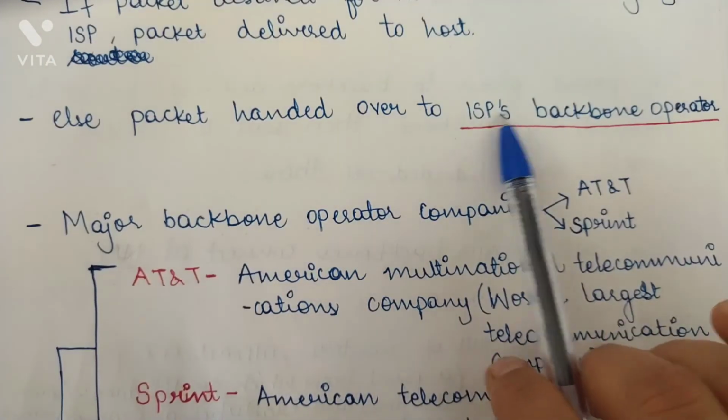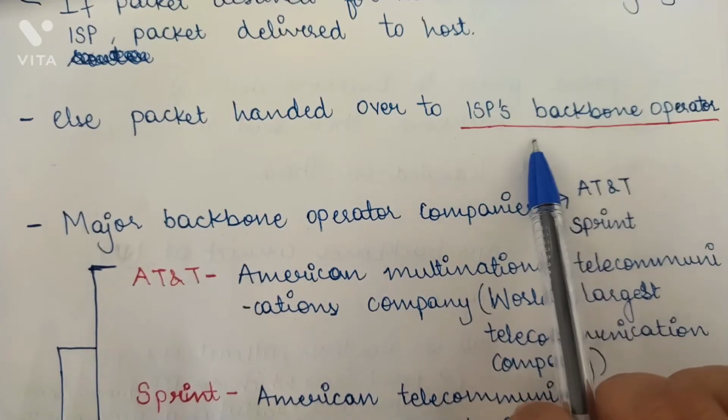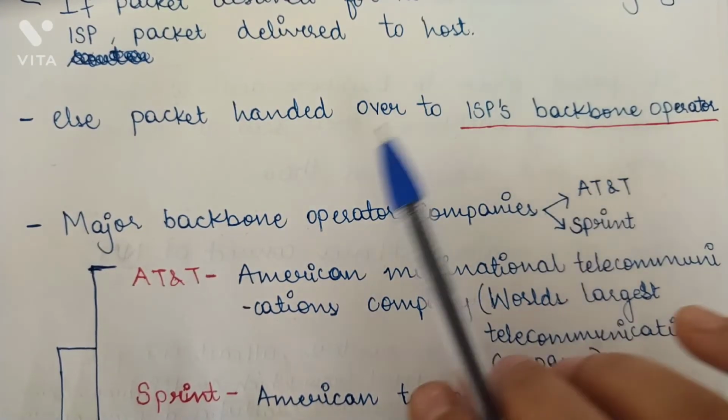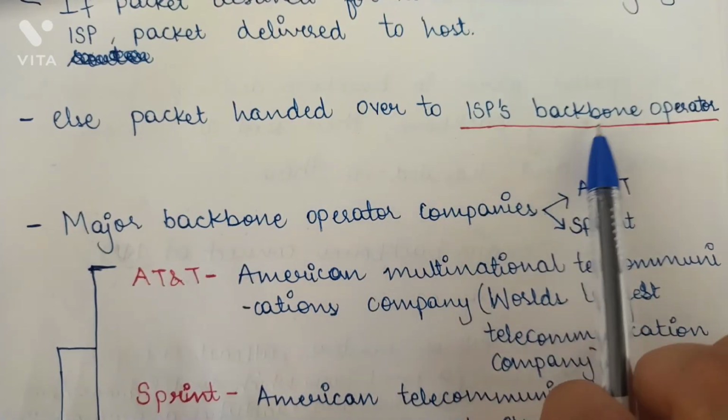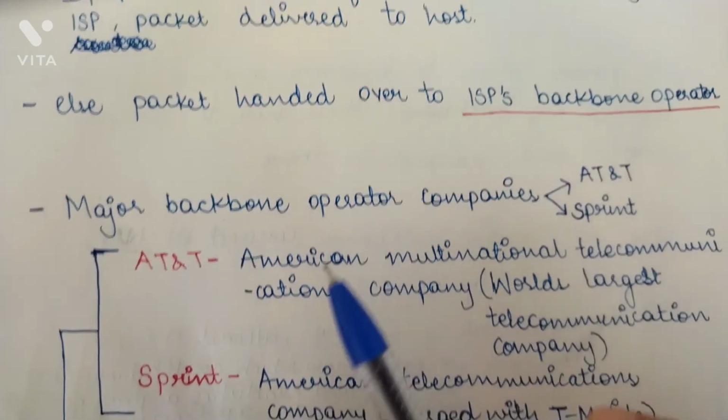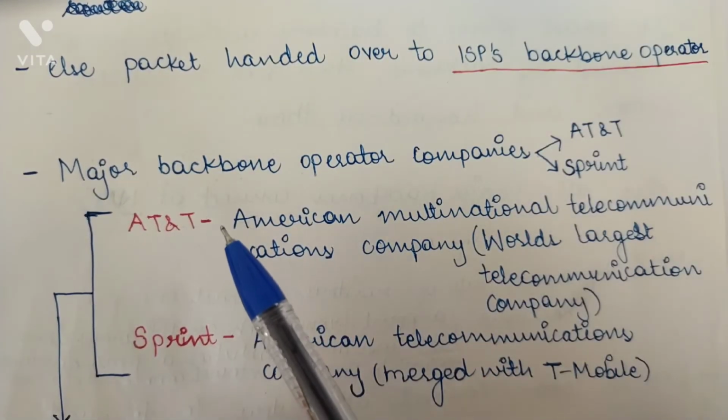So if it is destined for a host which is serviced by a different ISP, then in that case it is not directly handed over to the host. In that case the packet is first of all handed over to the backbone operator, and then from there on it is handed over to the host for which it is destined.